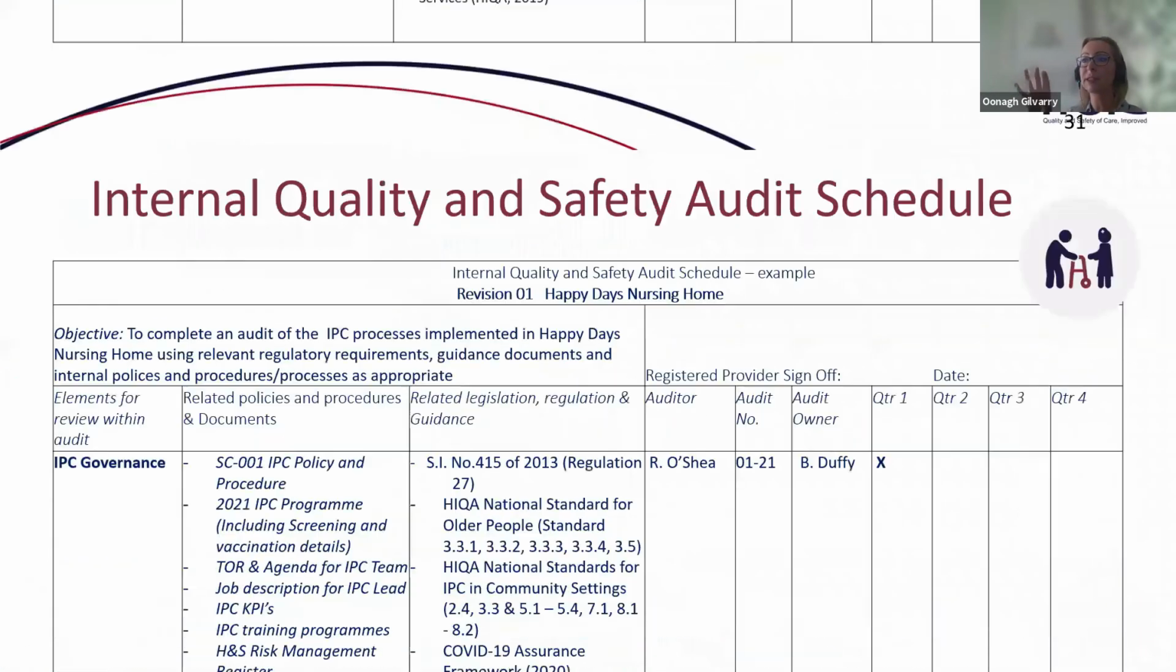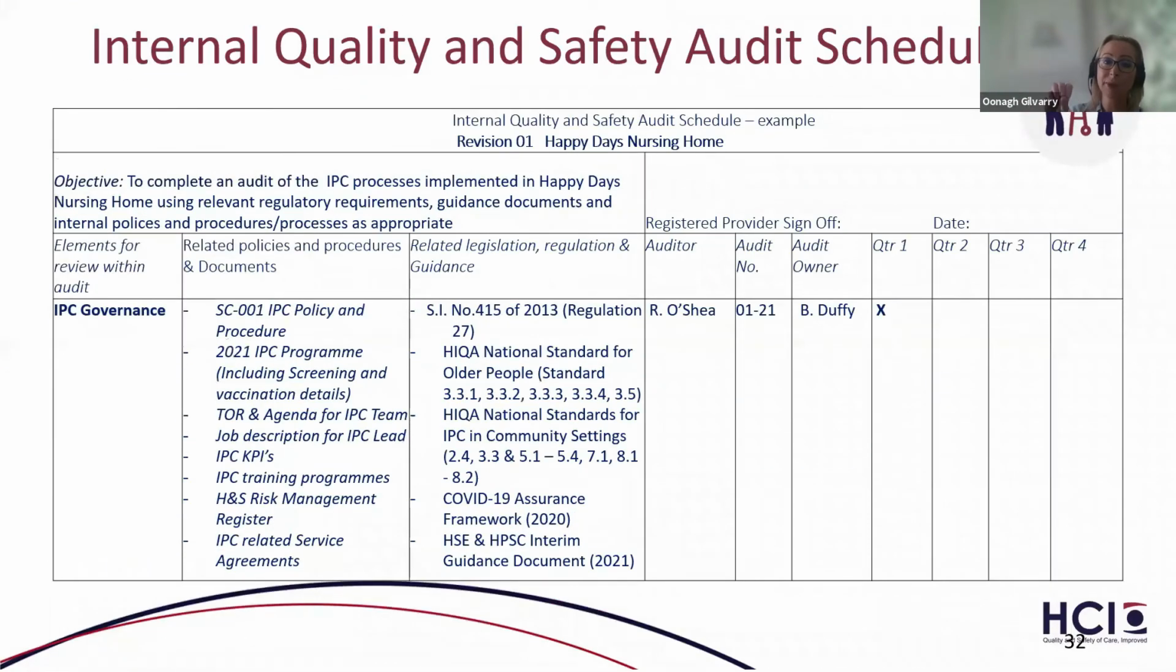I've prepped something that's a bit more detailed. This is an IPC governance audit, so this is just for governance. What are the sort of documents we're looking for? The policies and procedures in relation to IPC, but also terms of reference for teams, agendas for teams, job descriptions, KPIs, training programs, risk management register, IPC service agreements.